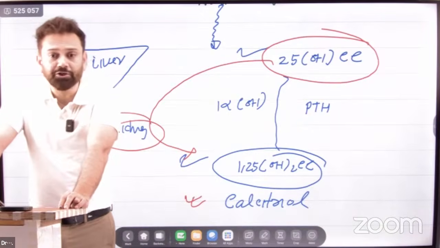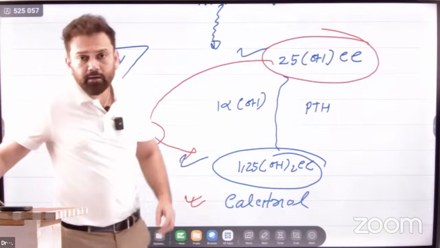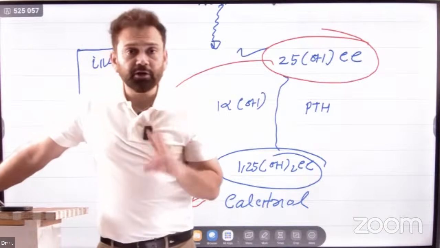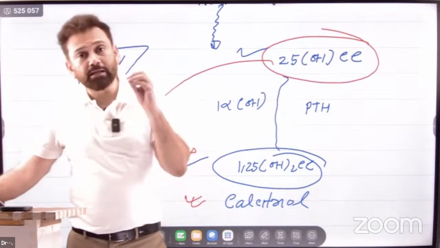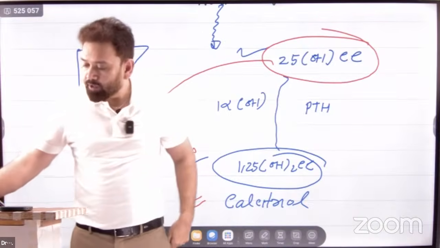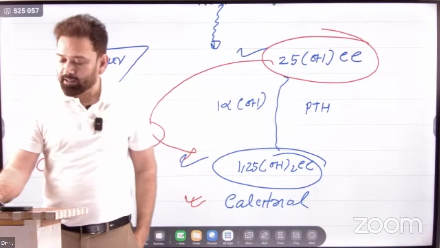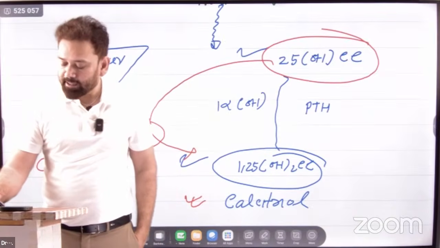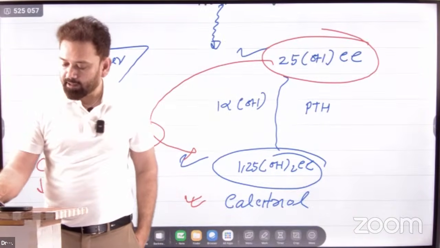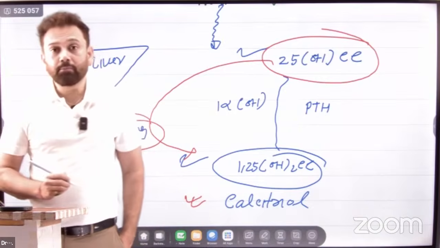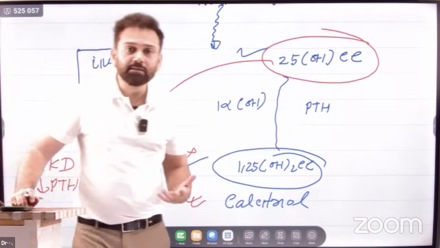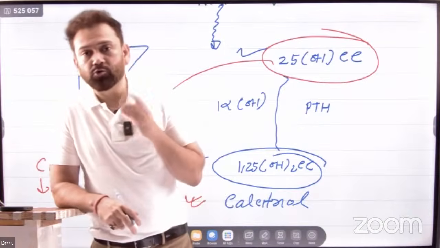So the only two conditions in which calcitriol has to be given. What are those two conditions? Can anyone tell me? Two conditions where you have to give calcitriol only. One is CKD, chronic kidney disease, and second is hypoparathyroidism. Because the kidney is needed to convert this, and parathormone is also needed.